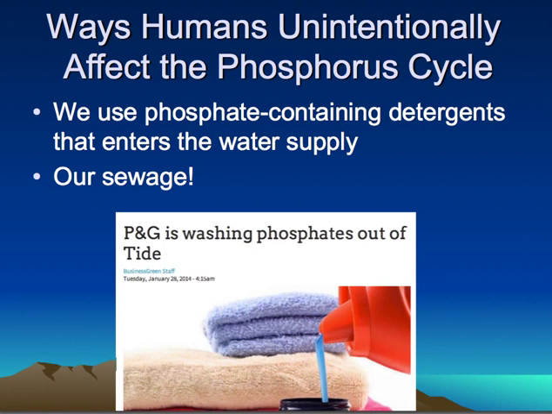Once again, we tend to add a lot of nutrients to the ecosystem without even trying to. For example, the detergents we use contain lots of phosphates, and that is flushed into the water supply. And again, our human sewage contains high amounts of phosphates. Back to the previous point, a lot of companies are trying to lower the amount of phosphates that are in their detergents. That way, there's not so much that's released once it's used.